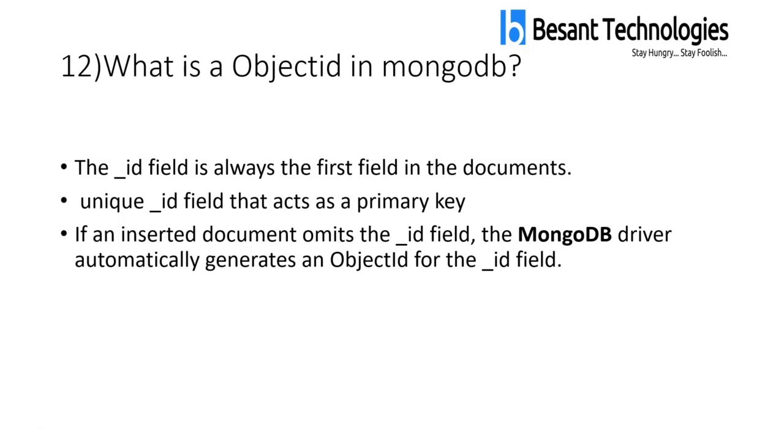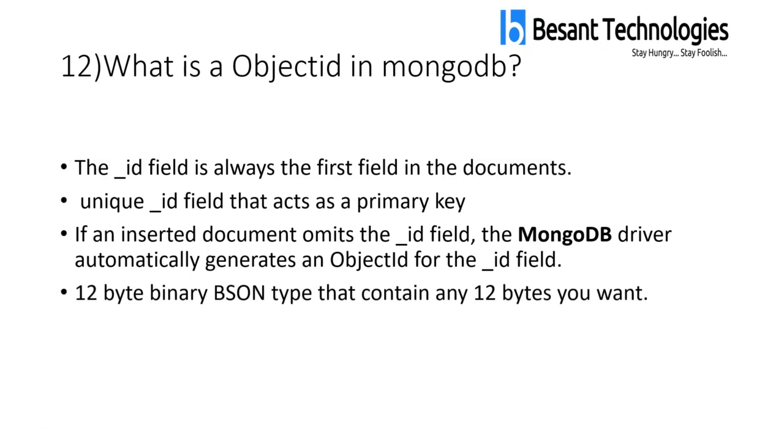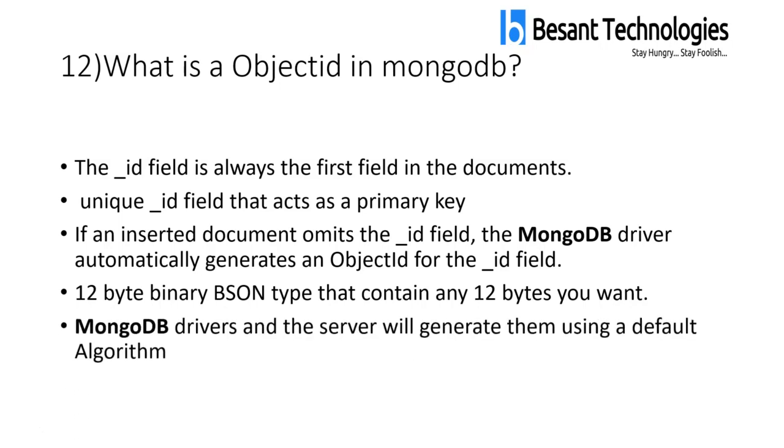The object ID is a 12-byte binary BSON type which will contain 12 bytes, and it will get generated using a default algorithm. So this _id field you yourself can give a value, but if you don't give a value, then the object ID will be generated by MongoDB. This will get generated only if you don't give a value for the _id field.